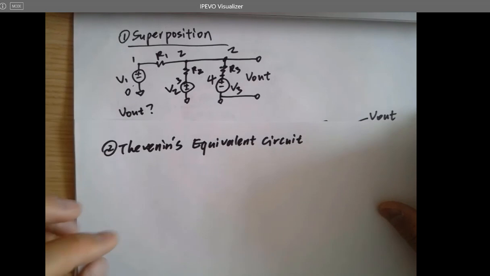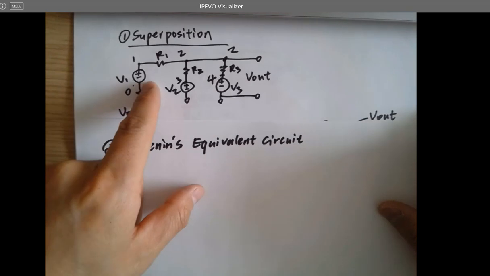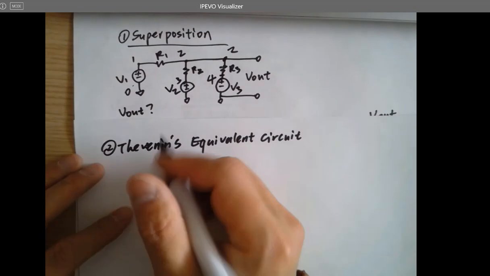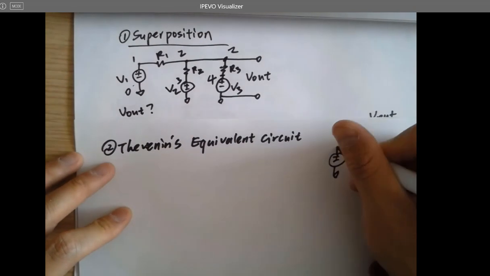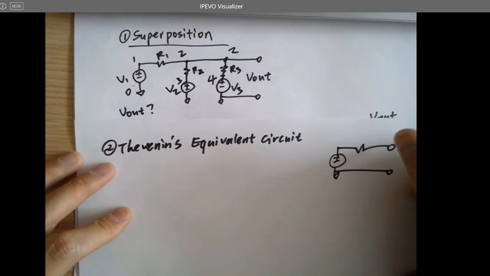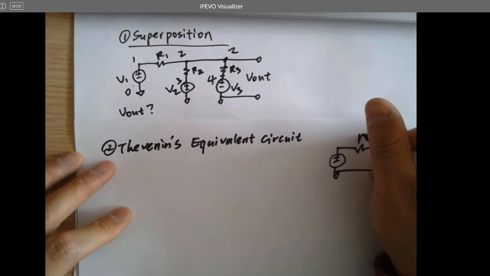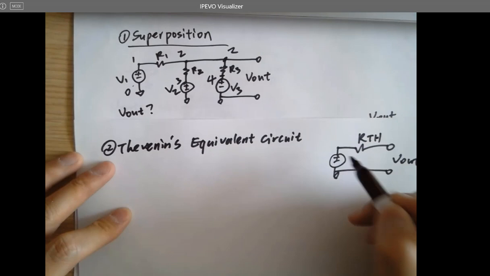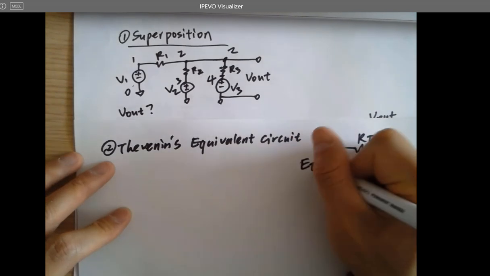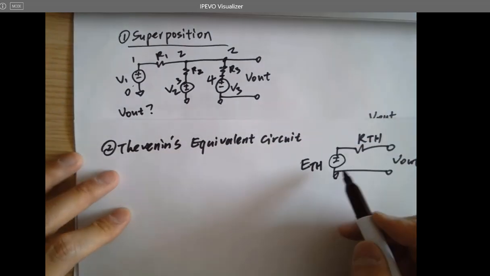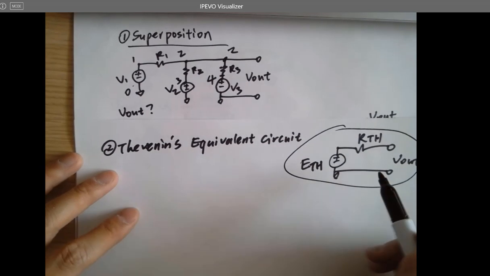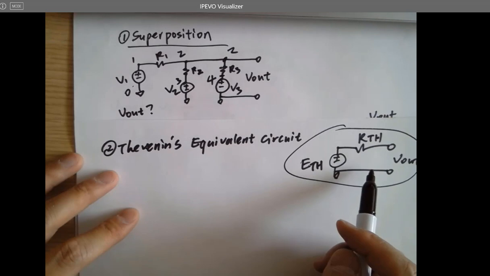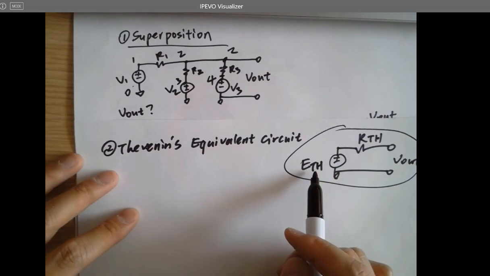What are the two steps? The first step, get RTH, because all the Thevenin equivalents look like this. Here's VL, here's RTH, that's the equivalent resistance, and here's the ETH, that's the equivalent voltage source. So all the DC circuits can be converted into this version. Now we are just trying to convert this guy to this, so we need to calculate RTH and ETH.